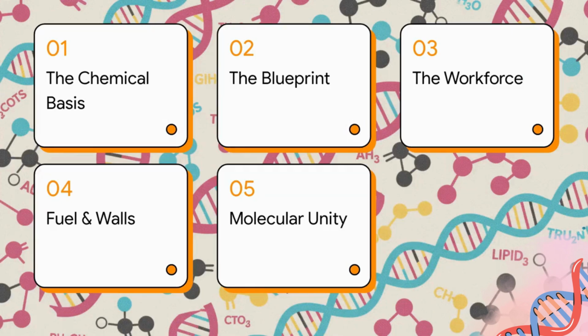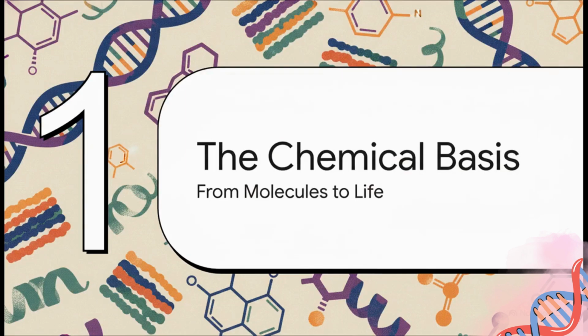All right, so here's the game plan. We're going to start with the chemical basis of life, then we'll get into the blueprint and the workforce. After that, we'll look at what provides the fuel and the walls for the cell, and we'll wrap it all up with this cool concept called molecular unity. So let's kick things off.